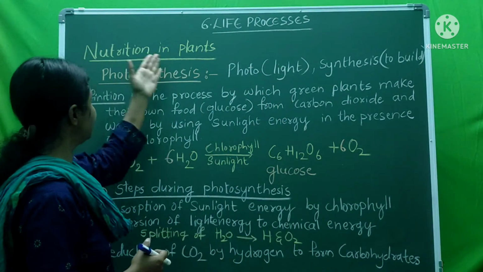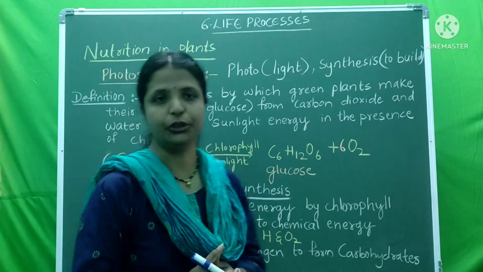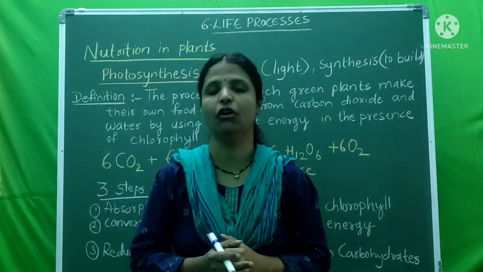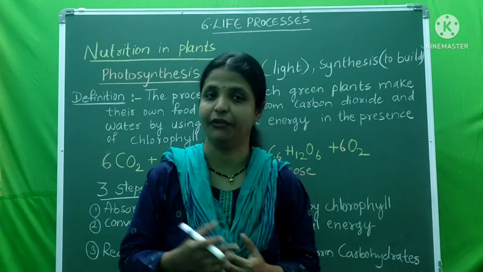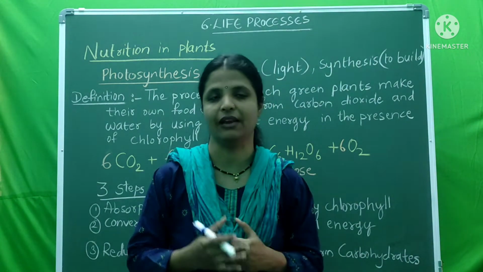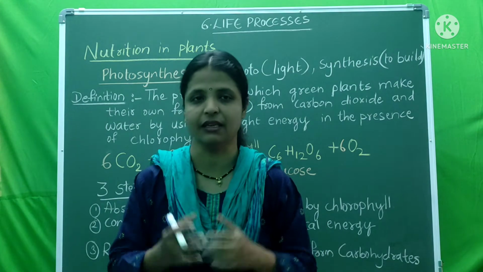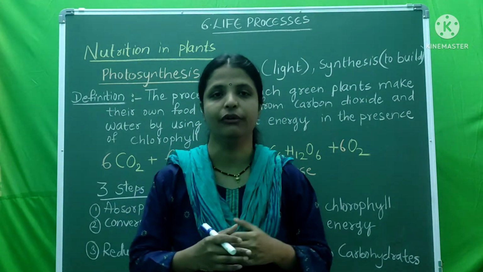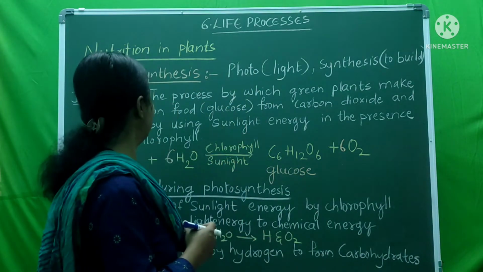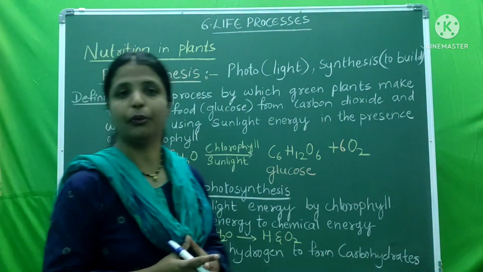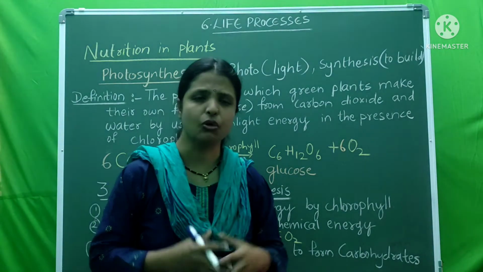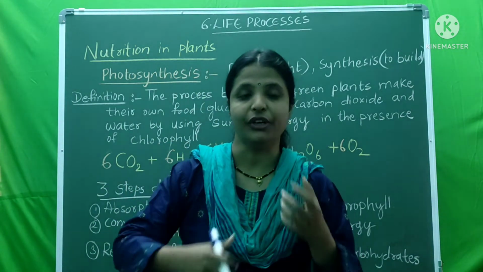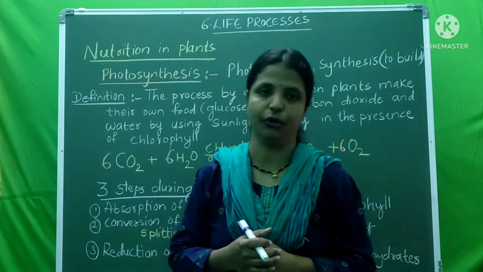Children, nutrition in plants. As I told you last time, the mode of nutrition involved here is autotrophic. Auto means self, trophic means synthesis, that is, plants are the living things that can prepare their own food. So let's see how plants prepare their own food. What is the process by which they can prepare their own food?